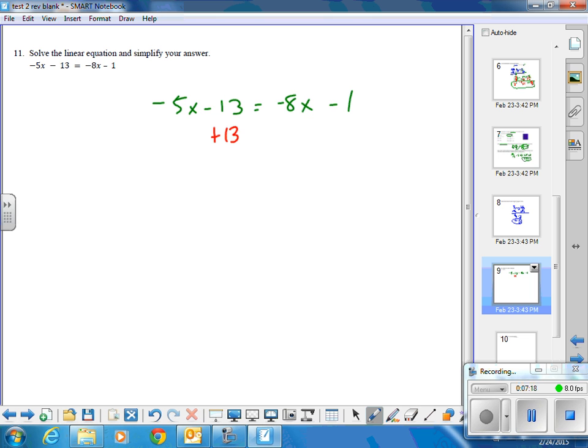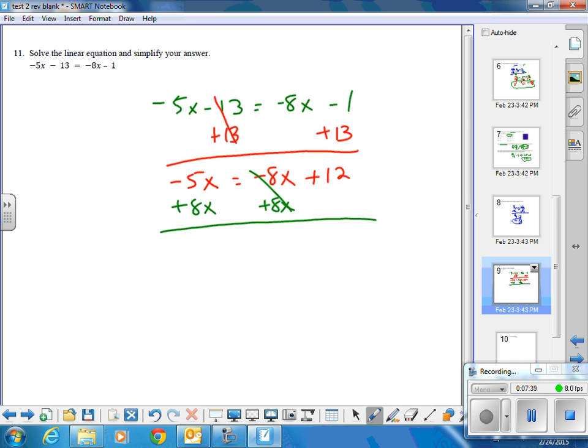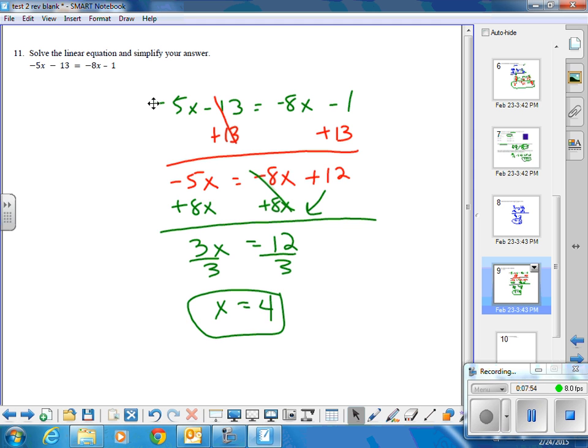So I'm going to add 13. Add the 13. Bring all the other stuff down. -1 plus 13 gives me positive 12. Okay. Now I need to bring my -8x onto the other side. Add 8x. Add 8x. -5x and 8x gives me positive 3x here is equal to 12. I just brought that down. Divide by 3. Divide by 3. X is equal to 4. And that's all I have to do for that one.